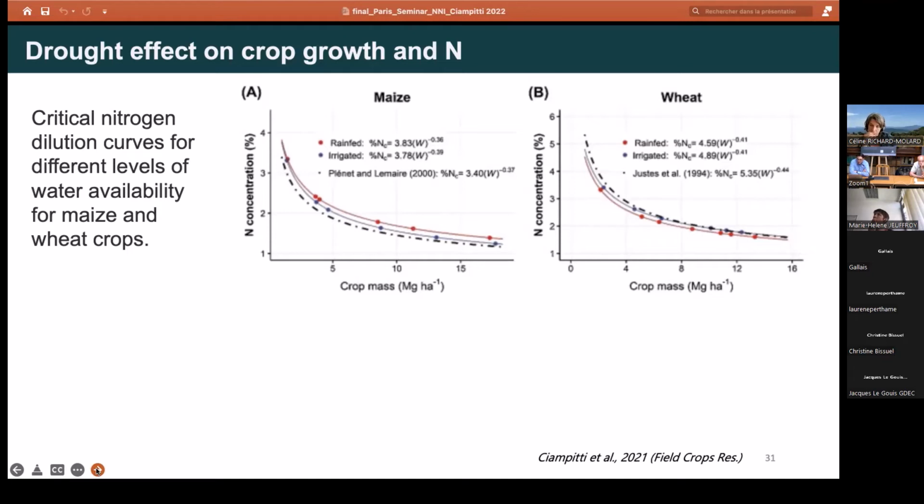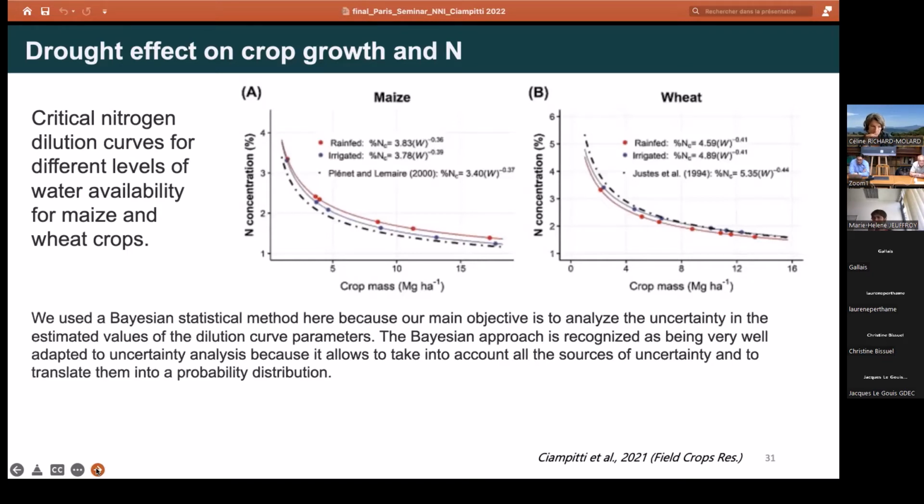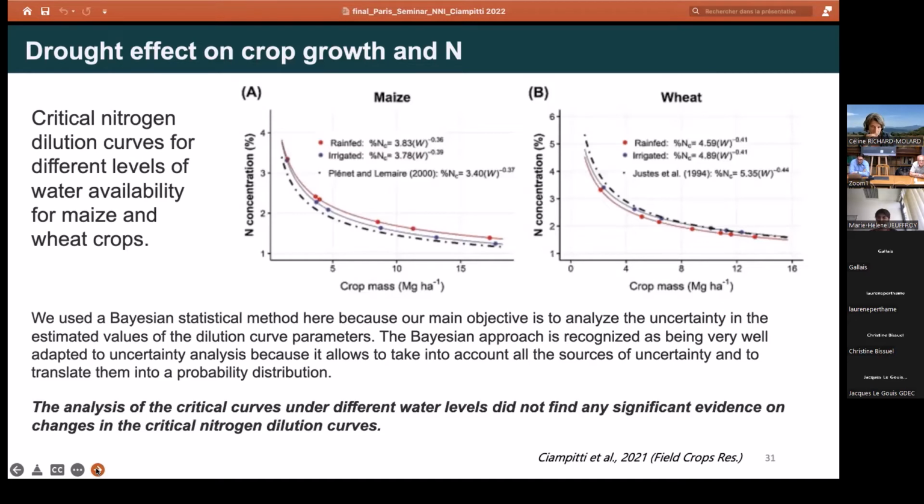So in this case, if you look at these specific studies, an example for rain-fed irrigated, we haven't seen, using Bayesian model, a difference in these two curves, but the problem also is that we are seeing that the rain-fed curve has a very large uncertainty, which basically is telling us that when we are under deficiency, and maybe under extreme drought deficiency, it's really hard to quantify this critical dilution curve.